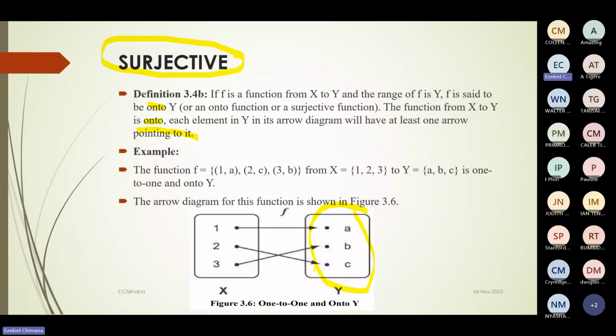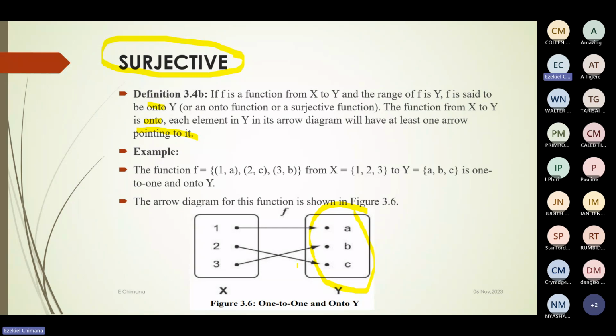So you can have two arrows pointing to A, like these two, but here it's not possible, because whenever you have two pointing to C, it's no longer a function, because it's like one to many values. So it's not a function. But for surjective, we are just looking at this: whenever any element in the range is not mapped by any value from the domain, that function is not a surjective function.